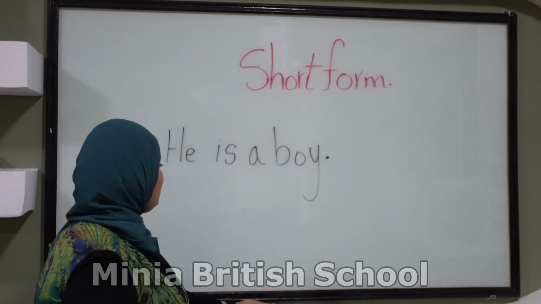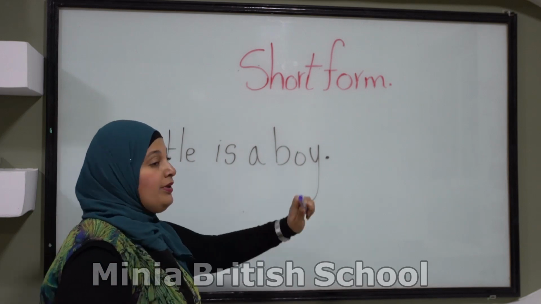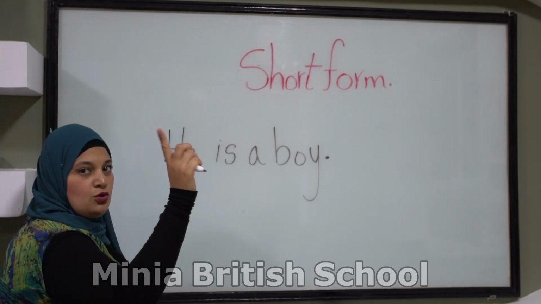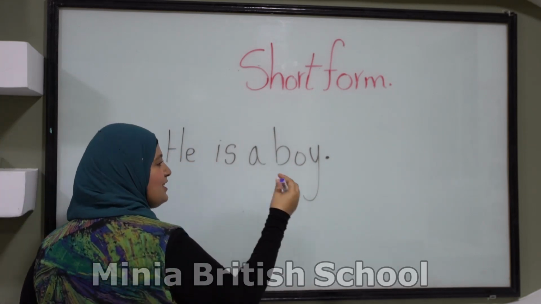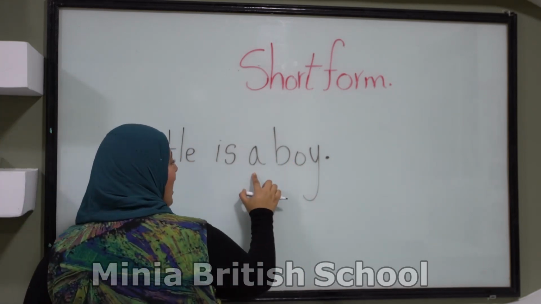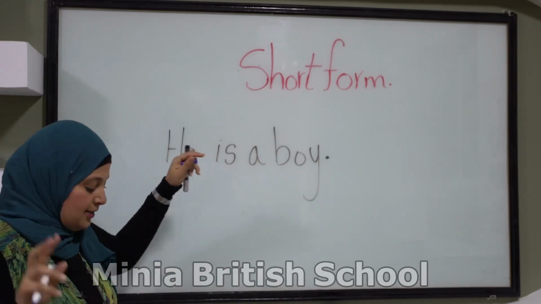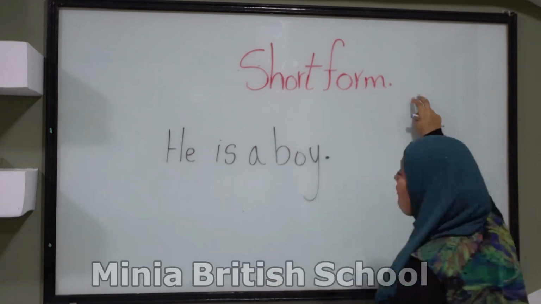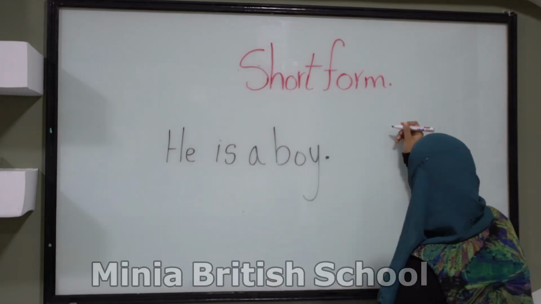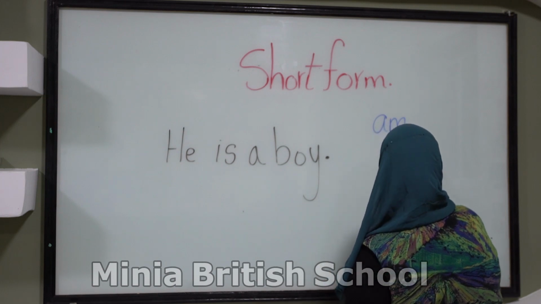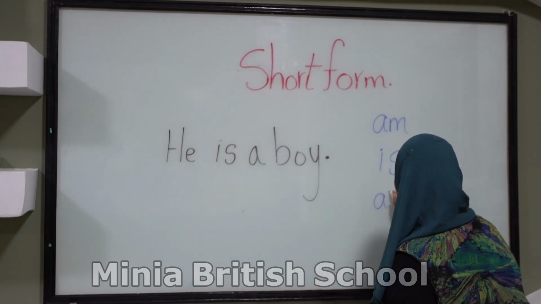This is a long sentence and I need to make it short. So, which part will I make short? Will I make short form for he? No, concentrate. For is? I'll tell you. For a or boy? No. We will make the short form for is. How do we do it? I have the short form. We will make the short form for am, for is, and for are.